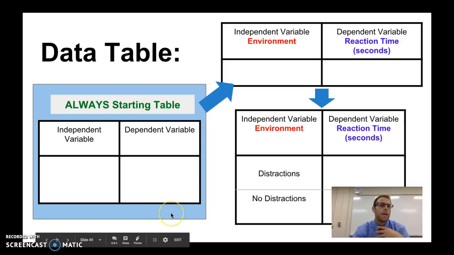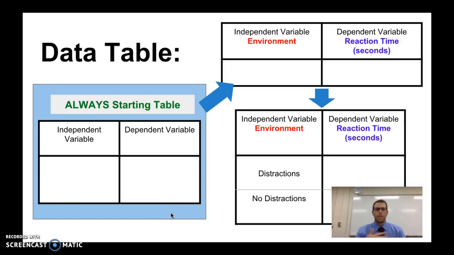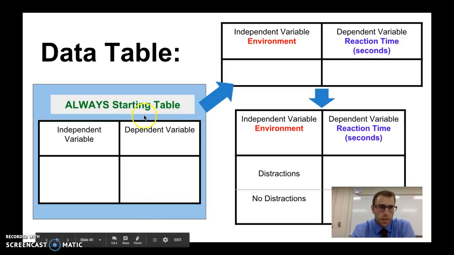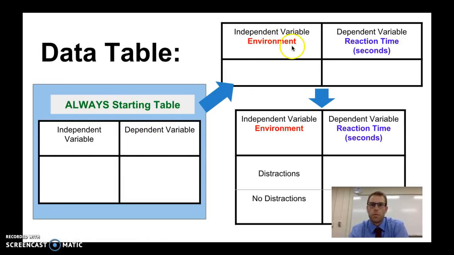Right? And then what we need to do is, since sometimes we're going to have a bunch of data, we just need to kind of break that down and organize it a little bit more. So that's what we're going to do. We're going to start with this general table, but then I'm going to go up here where I'm going to name my independent variable. In this case, it's the environment that the person's experiencing. My dependent variable is going to be my reaction time. I'm measuring it in seconds. The units are really, really important.